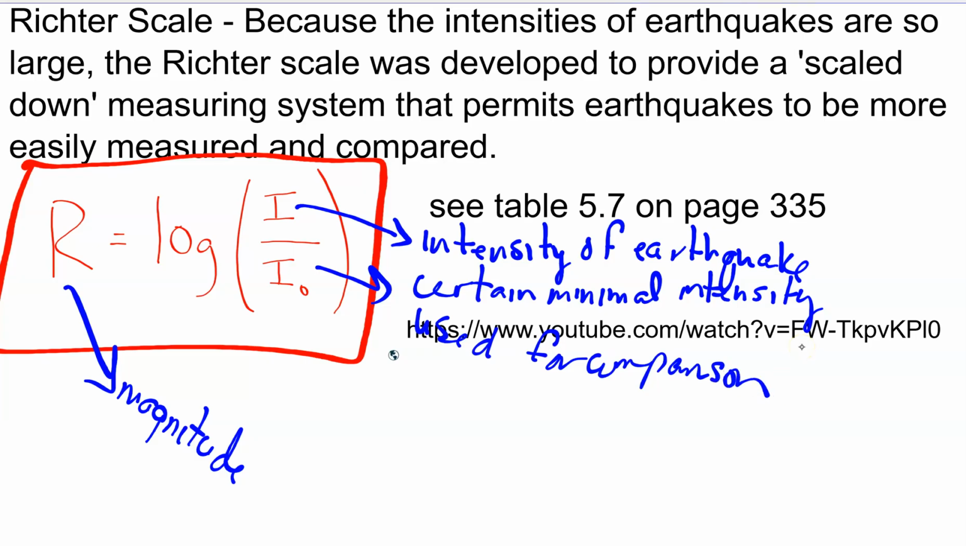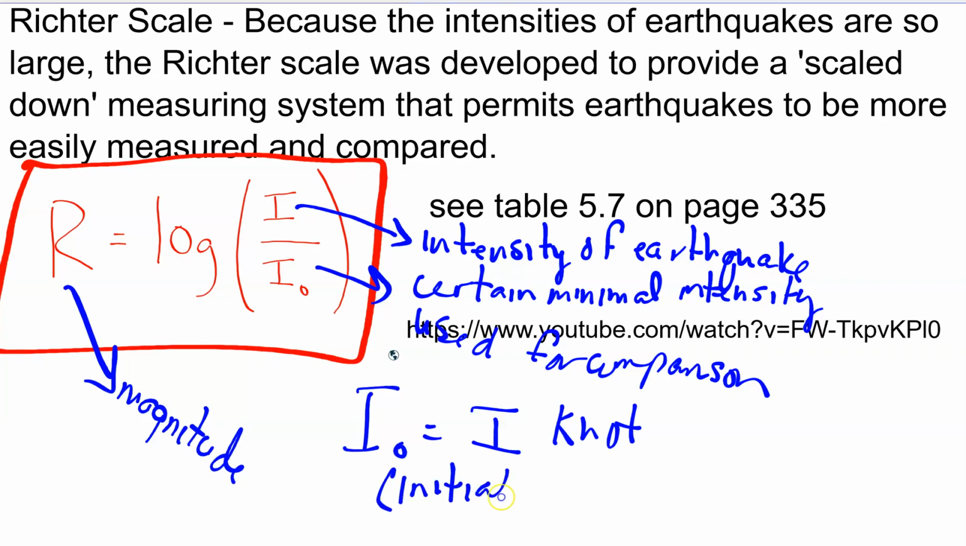So in other words, if nothing's happening and there's no earthquakes, there is a minimal movement in our Earth, rotating, that you can't feel. If you just stood there right now to try to feel the Earth moving, it wouldn't seem to be moving. But it is moving, it's just so slow you don't feel it. So that's why we're dividing it by the I naught, which is another way to say the initial intensity of the Earth moving.